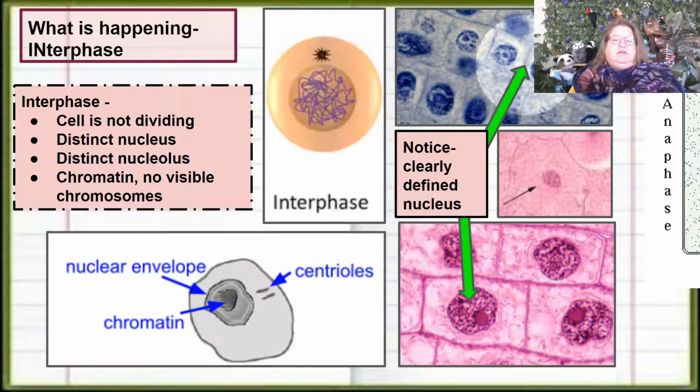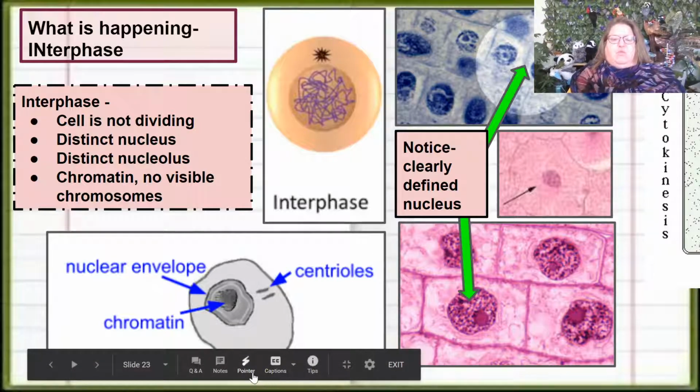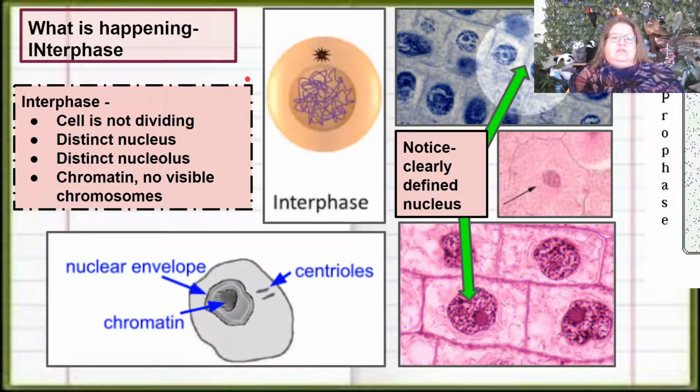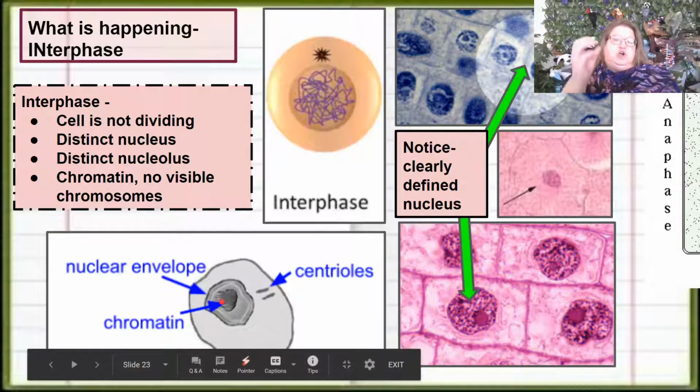Now, again, technically, this is not mitosis. The cell is not dividing. And so, how do we know that? What are the clues in the pictures that allow us to say this cell is in interphase? So, let's take a look. We see a distinct nucleus, and we oftentimes see a distinct nucleolus. Now, this is kind of going back to first quarter stuff. The nucleolus, if you remember, is the dark area inside the nucleus.